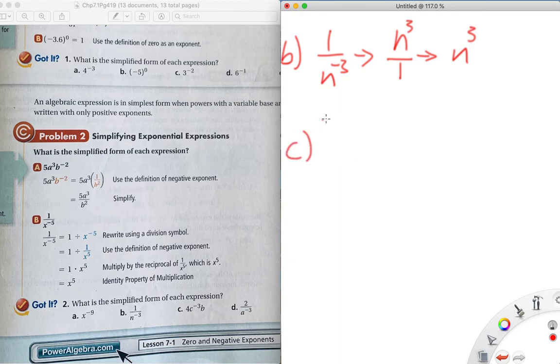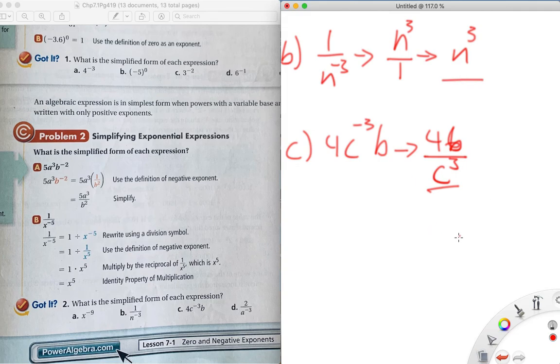For C, we're dealing with 4 b c to the negative 3. Again, this negative 3 tells me that it's not simplified, and that c is going to go to the denominator. However, there's no negative exponent by the b, there's no negative exponent by the 4, so these stay exactly the same and they stay in the numerator. So it's going to be 4b over c to the third power.